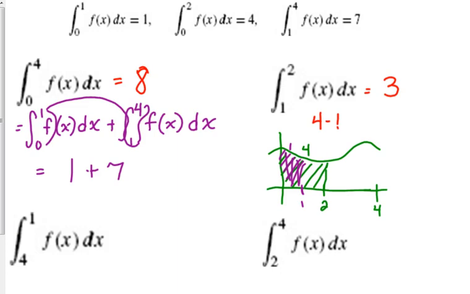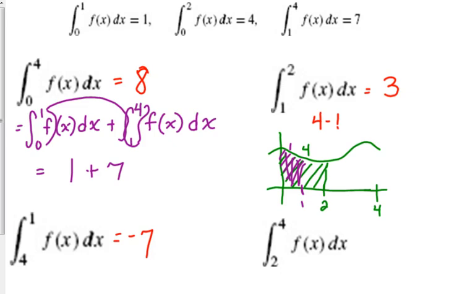Okay, so it's still using that property that the integral from A to B plus the integral from B to C is equal to A to C. It's just moving a piece of it to the other side. We're subtracting that other piece. Alright, how about this third one? The integral from 4 to 1. Negative 7. Okay, that one's easy. We're just flipping the limits on one of them. That's negative 7.